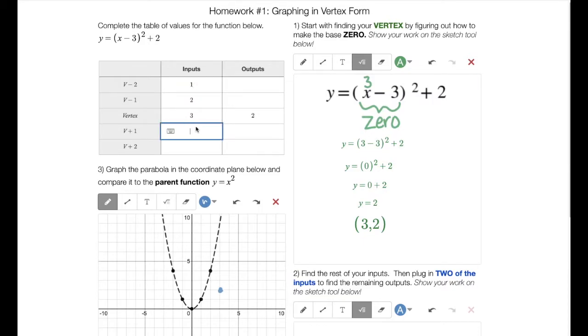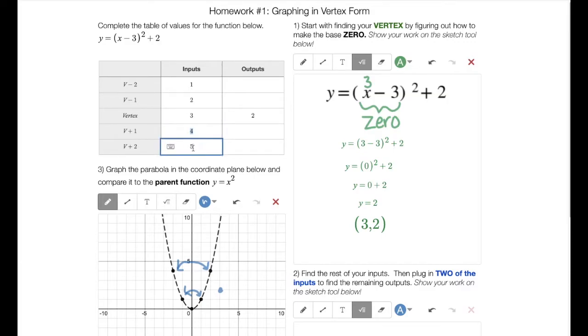And on the other side, 3 plus 1 is 4. 3 plus 2 is 5. Notice that it's ascending. 3, 4, 5. A quick way to check your inputs is to count from top to bottom. 1, 2, 3, 4, 5. They should all be in order. So because of the nature of parabolas and the fact that these points are reflections across each other, we only have to substitute in half the table.